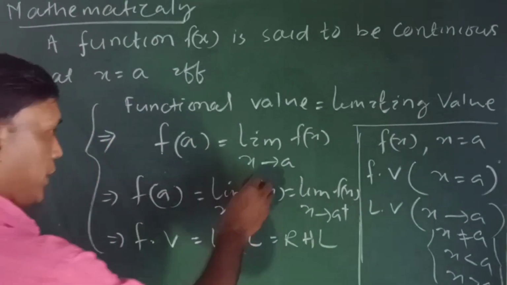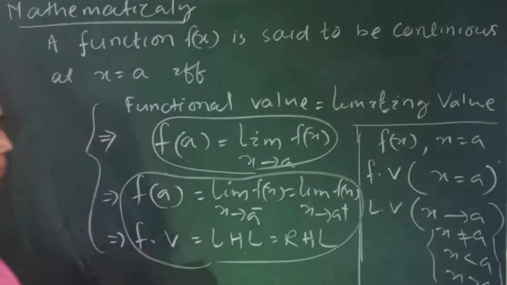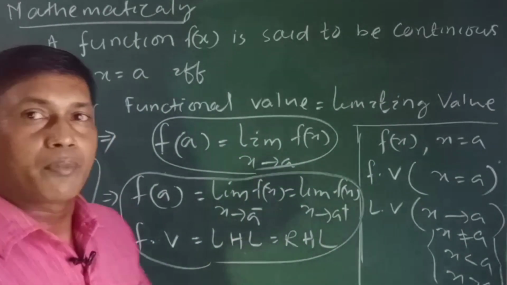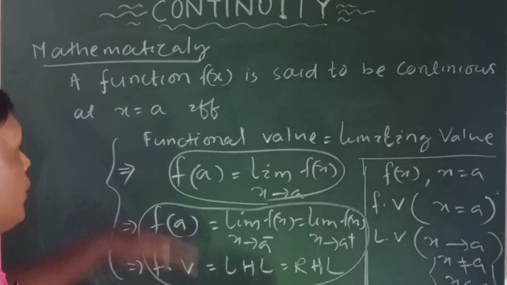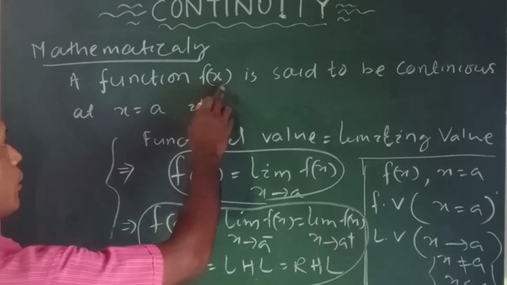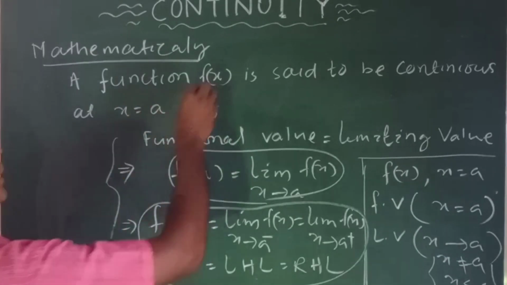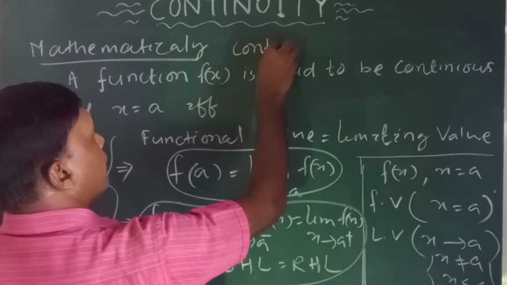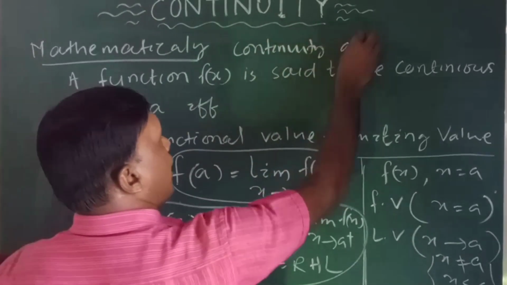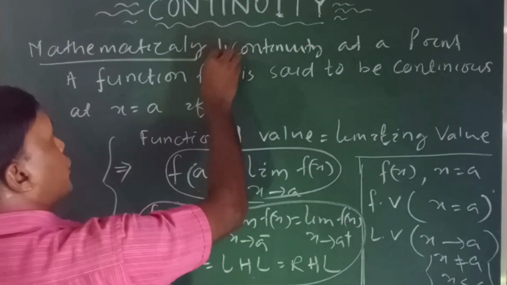Sometimes we have to apply this principle and sometimes we have to apply that principle, according to the nature of the function. I will discuss the details in the testing of continuity section. Here we test the continuity of f of x at x is equal to a, means at a single point a. So this is case 1, continuity at a point. Mathematically, this is the first case.